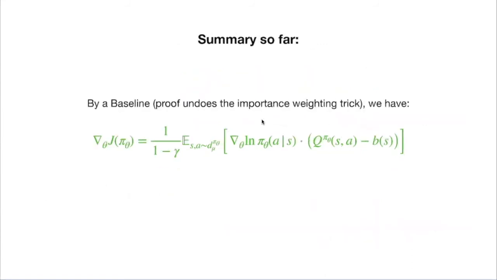Okay, so let's do a quick summary. By using a baseline, it is often written as B, taking the value at state s. It's important that this is action independent.